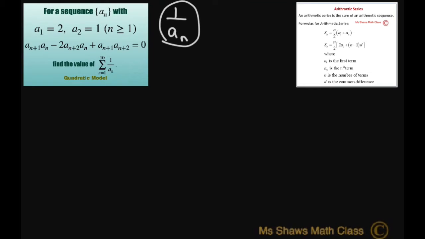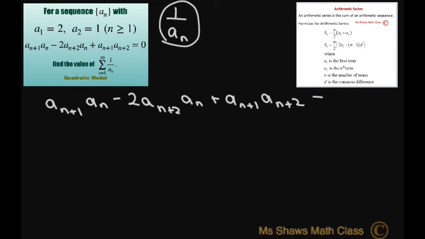The way to do that is to write this equation down: a sub n plus 1 times a sub n minus 2 times a sub n plus 2 times a sub n plus a sub n plus 1 times a sub n plus 2 equals 0.